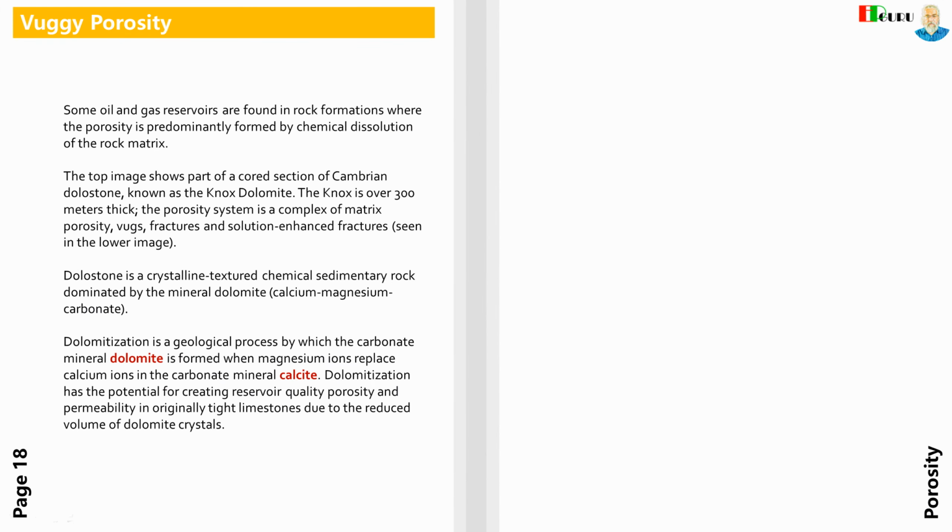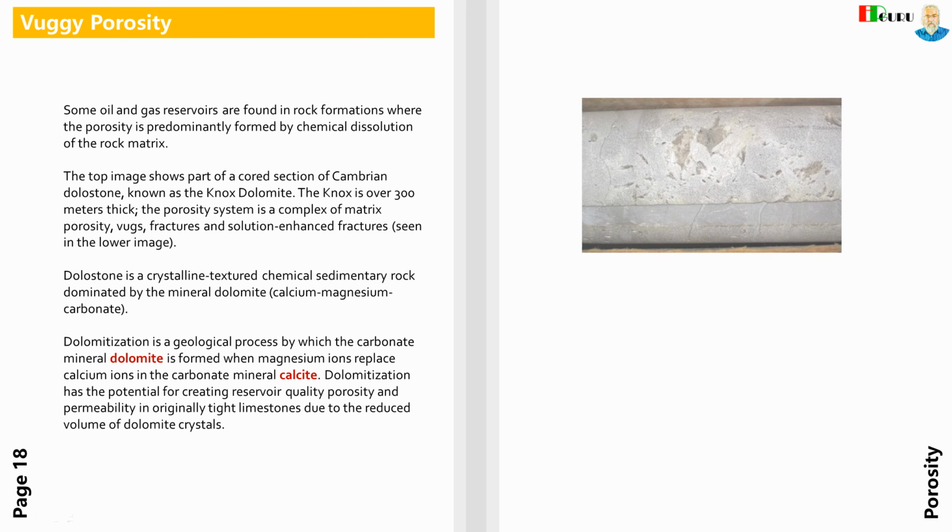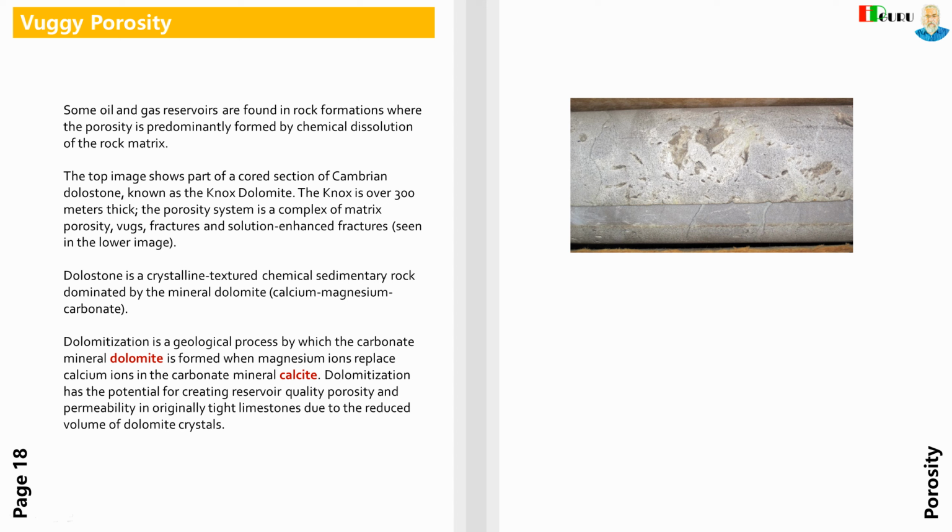Some oil and gas reservoirs are found in rock formations where the porosity is predominantly formed by chemical dissolution of the rock matrix. The top image shows part of the quartz section of Cambrian dolostone, known as the Knox dolomite. The Knox is over 300 metres thick. The porosity system is a complex of matrix porosity, vugs, fractures, and solution-enhanced fractures, seen in the lower image.